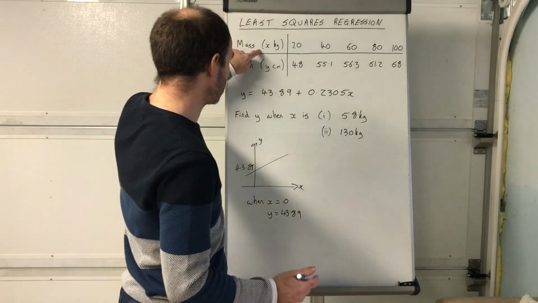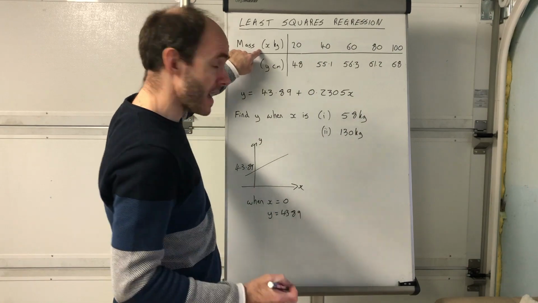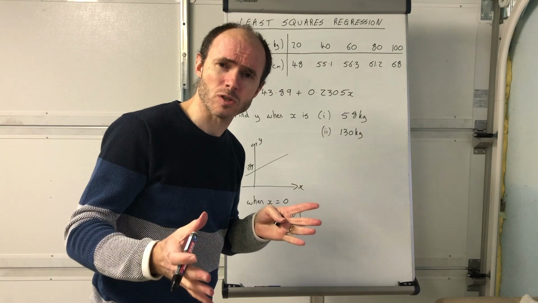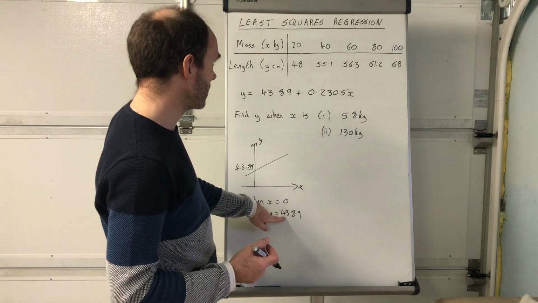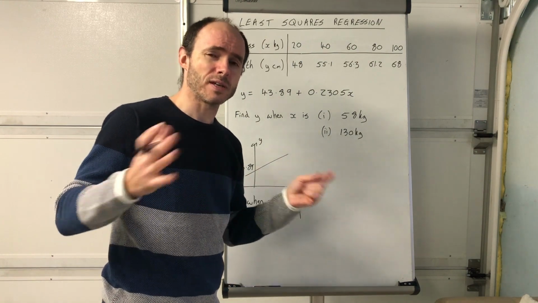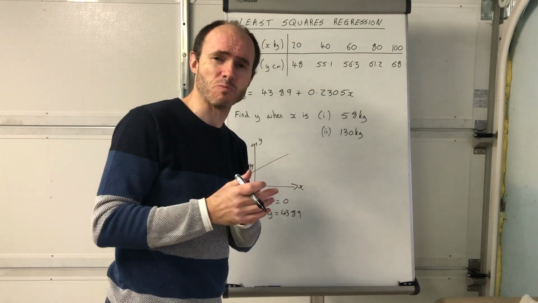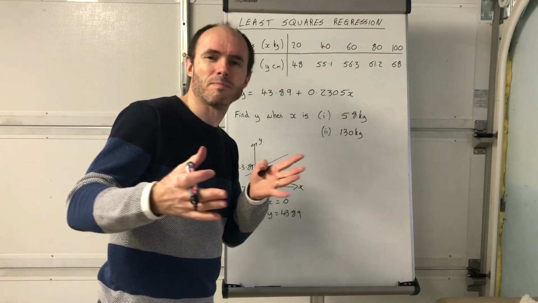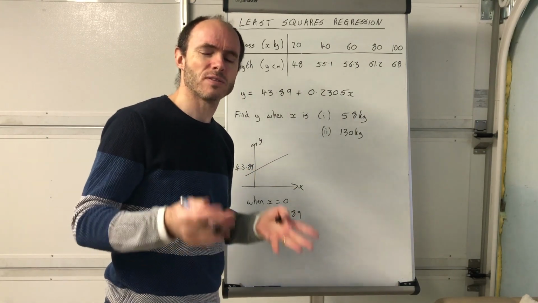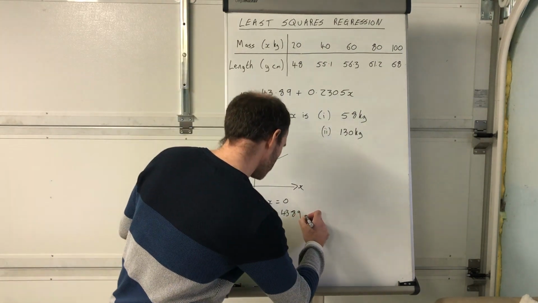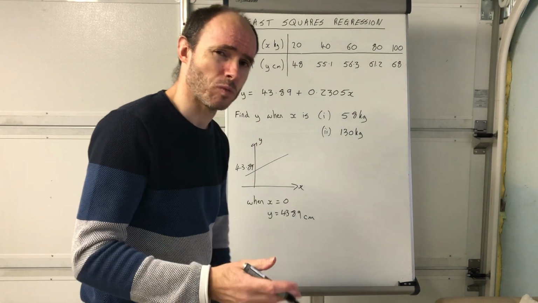What that means is that when the mass is 0, in other words there's no mass attached at all, the length is 43.89 centimetres. So when there's nothing attached to this, whatever it is, spring or string or band, the length is 43.89 centimetres. So that's the interpretation of the y-intercept.